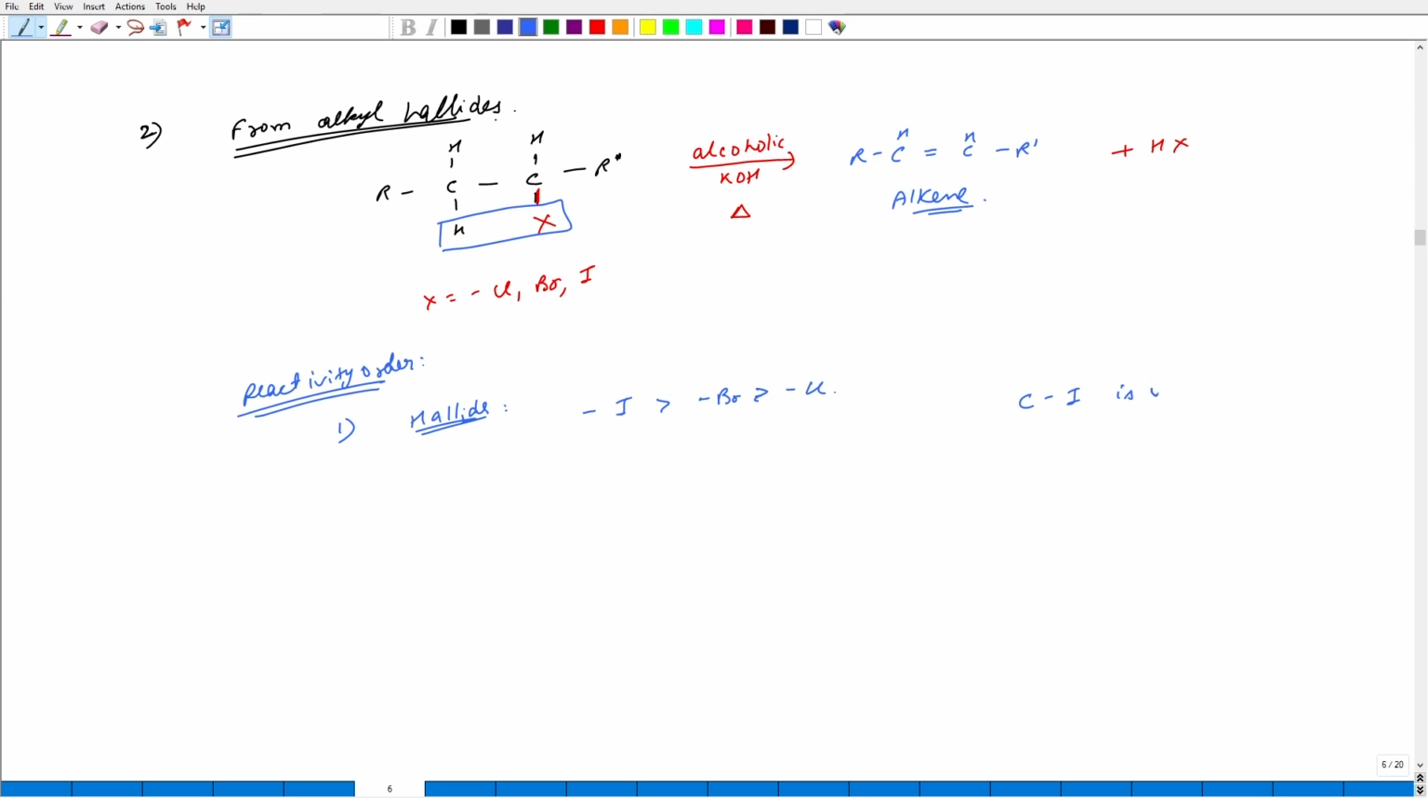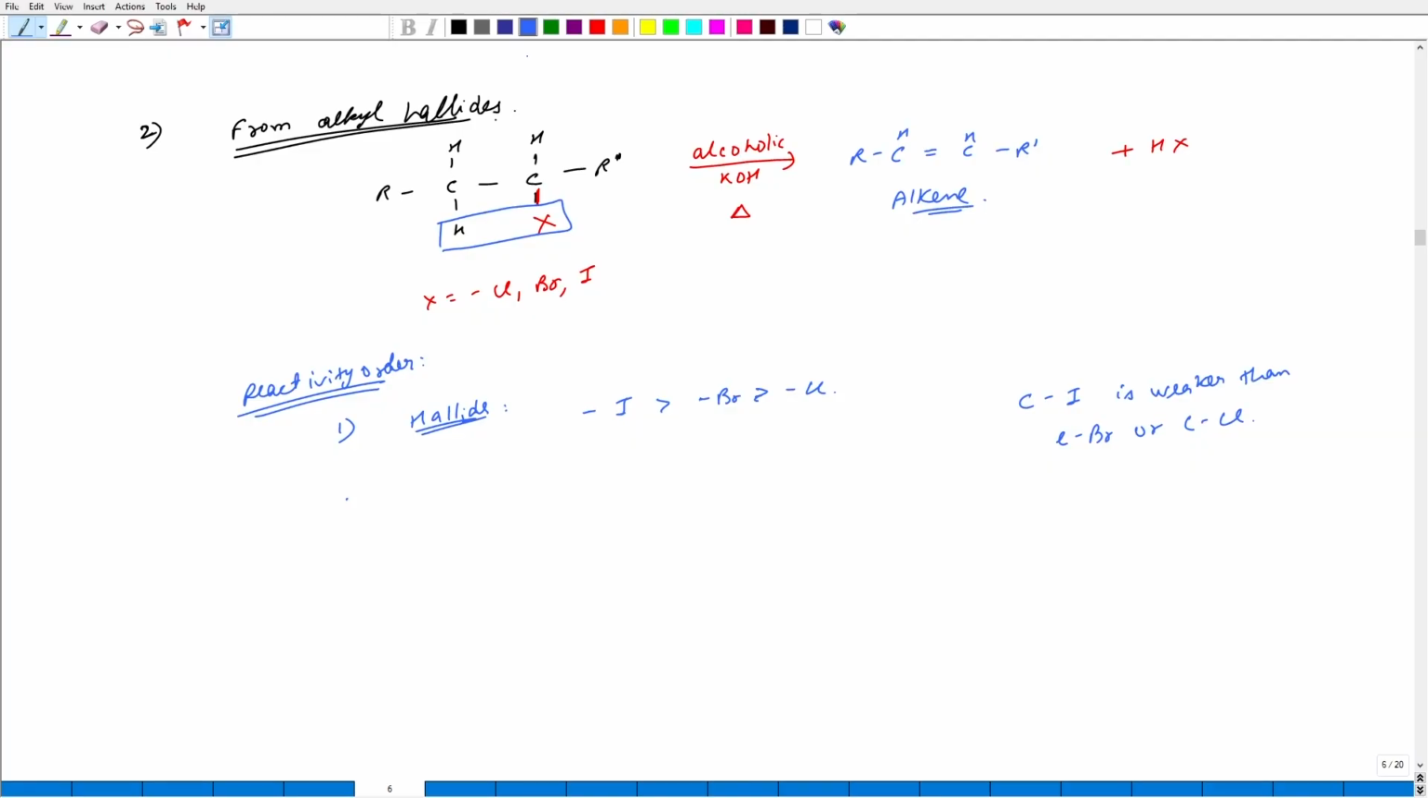Because the halide has to be removed, and we all know that the carbon iodide bond is weaker than C-Br or C-Cl. That means the carbon iodide bond is weaker. So what happens is the iodide will leave more easily from the alkyl halide to give the alkene. Similarly, the bromide will cleave more easily than chloride. That is why this is the reactivity order, that the iodides are more reactive to produce alkenes from the alkyl halides.